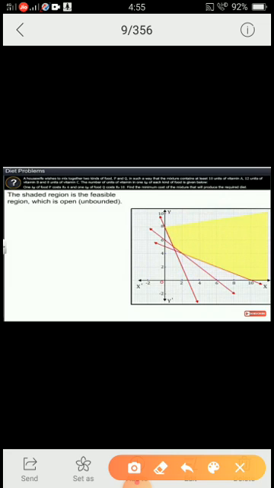Whether the region is bounded or unbounded, it is unbounded. So that should always be kept in mind, whether the region is bounded or unbounded, because we have two types. Okay, now after finding the region, the next step is to determine our corner points.